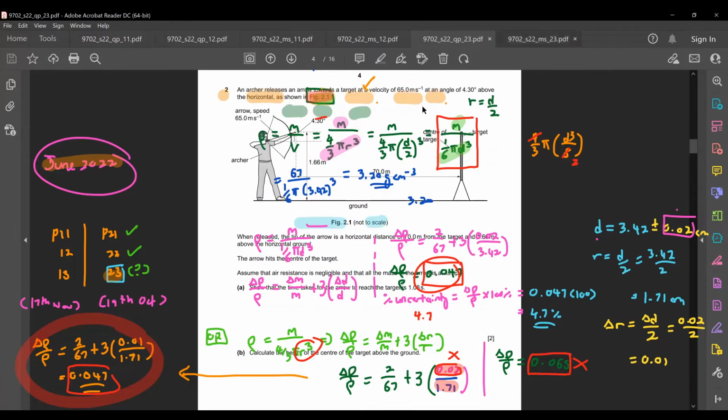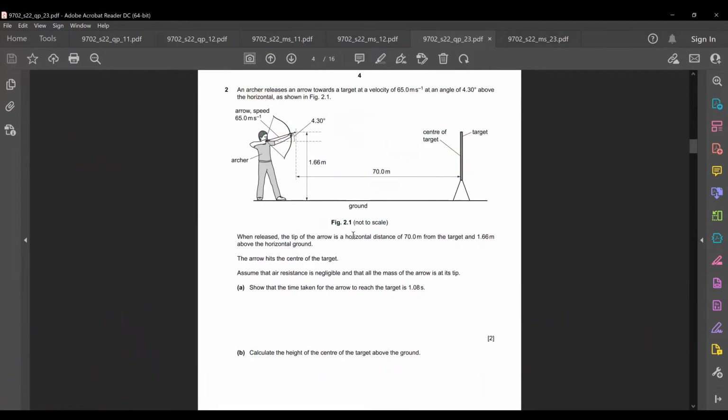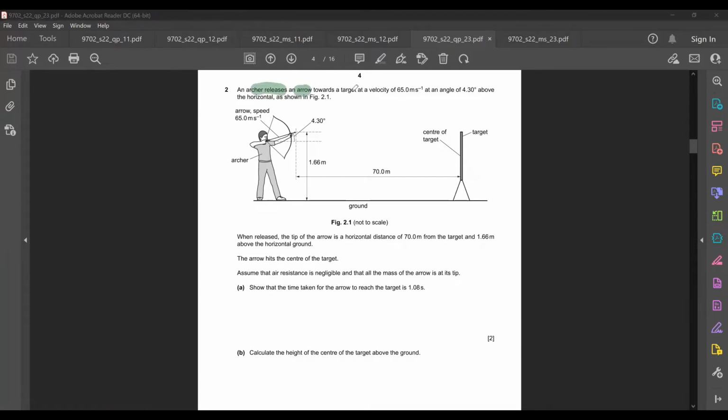Then I will move on to the next one, question 2. Now for question 2, an archer releases an arrow towards a target at a velocity of 65 meters per second and the angle of 4.3 degrees above the horizontal as shown here.